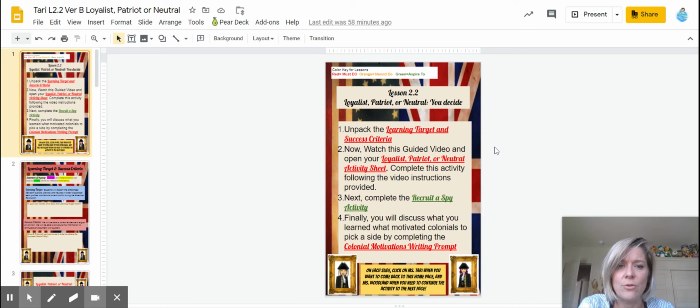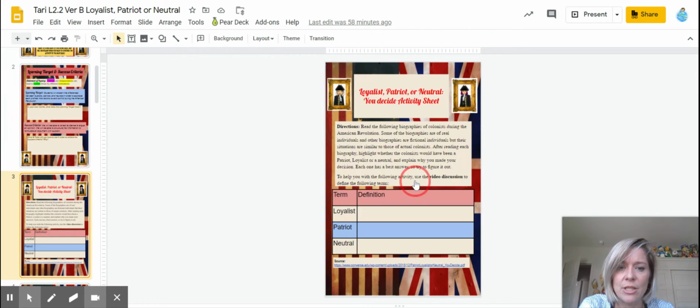Now that we actually have those definitions out of the way, let's take a look at your lesson module. As we were going through the definitions, you should have captured those definitions right here on this page. All right.